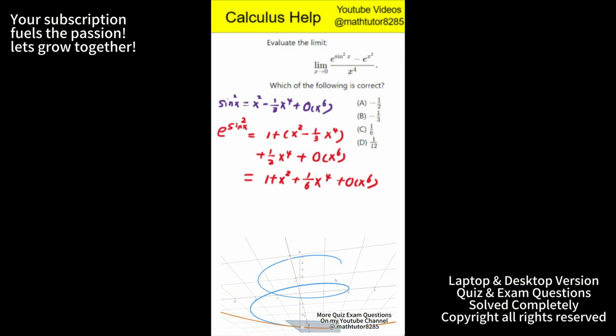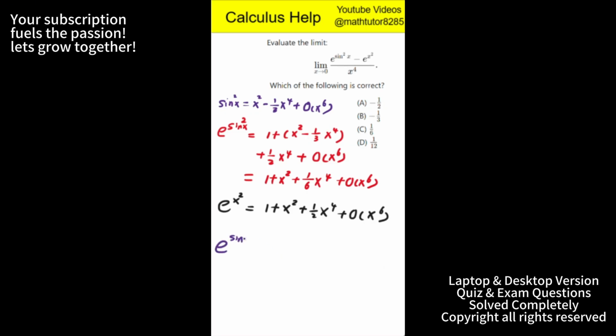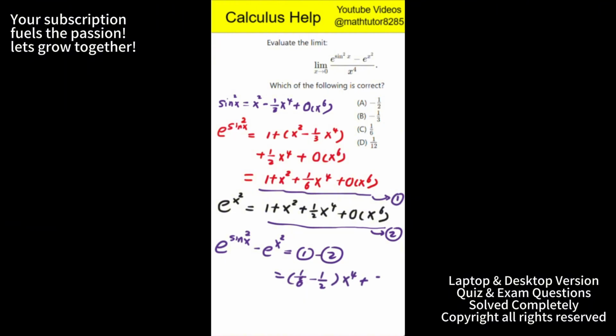Then, next step is to expand the second exponential. The exponential of x squared equals 1 plus x squared plus 1/2 x to the fourth plus higher order terms. Next step, subtract the 2 series. Subtracting the second expansion from the first, the 1's cancel and the x squared terms also cancel. What remains is 1/6 x to the fourth minus 1/2 x to the fourth, which simplifies to negative 1/3 x to the fourth plus higher order terms.